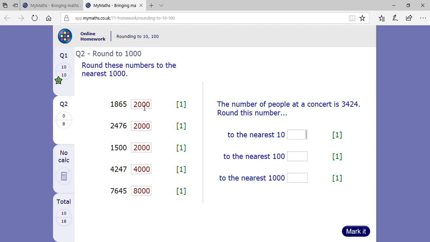The number of people at a concert is 3424. Round this number to the nearest 10. Yes. So the nearest 10 is 3420. The nearest 100 is 3400. The nearest 1000 is 3000.